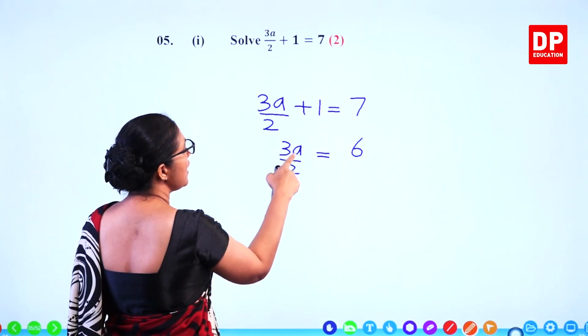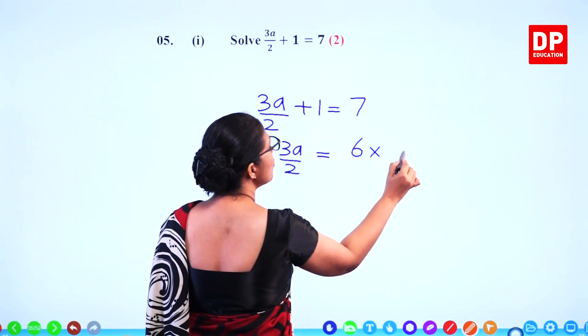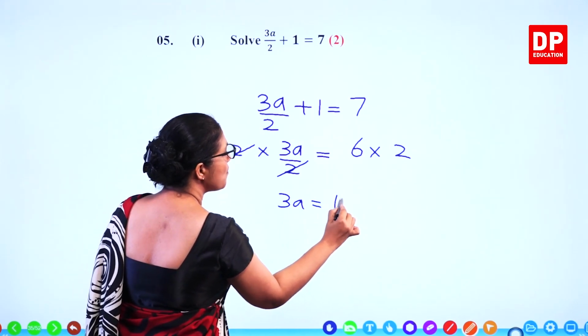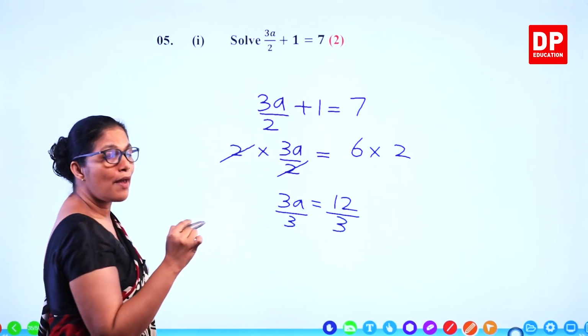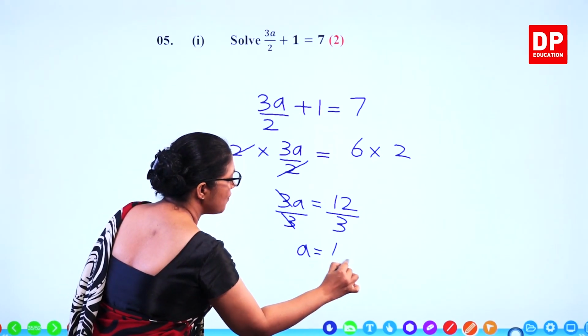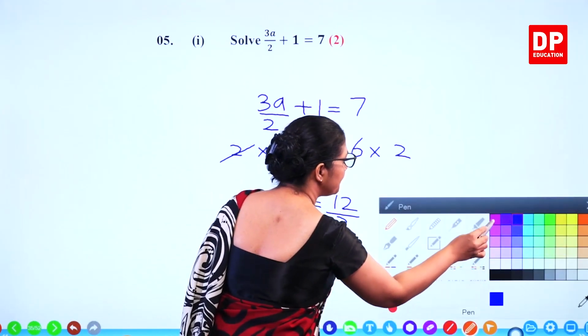Now how do you find A? You can multiply both sides by 2. I want to get rid of this denominator. 3A becomes 6 times 2, 12. Now I want to divide both sides by 3. You get A equals 12 divided by 3. That's 4. So 2 marks for that.